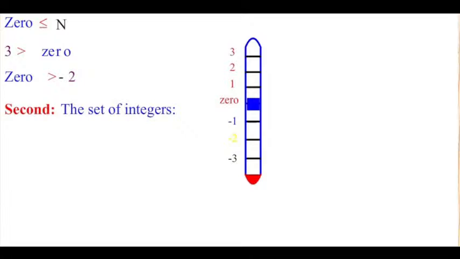The new set of numbers is called the set of integers, denoted by Z, which consists of integer numbers greater and less than 0, where Z equals -3, -2, -1, 0, 1, 2, 3, and so on. The dots on the right side express the numbers greater than 3, continuing to infinity. And the dots on the left side express the numbers less than -3, continuing to infinity.